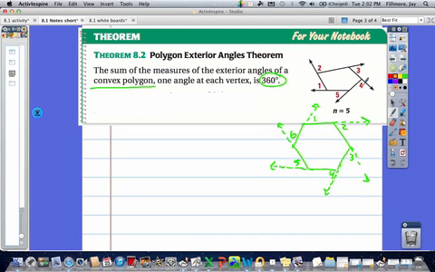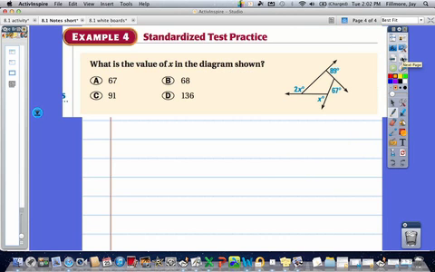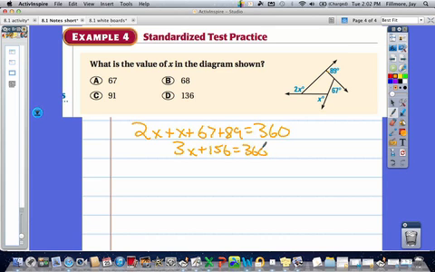So let's look at an example of that. We're going to find the value of x. Well, here, I don't have to count the number of sides because it doesn't matter. These exterior angles always add to 360, no matter how many sides the shape has. So I can add all of my angles here, and when I add them all together, it should equal 360 degrees. I can combine like terms, and I have 3x plus 156 equals 360. And if I end up solving for x, x will be 68 degrees.